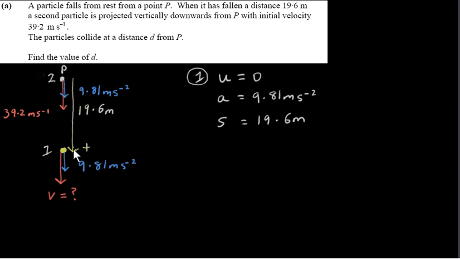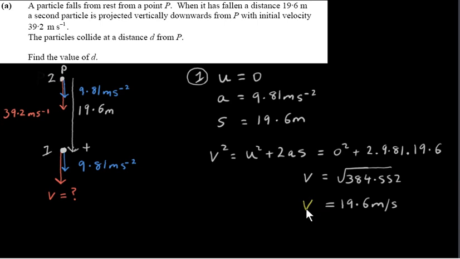Now I'm taking the downwards direction as positive here. Particle 1 was dropped from rest, dropped from this position here. So its initial speed is 0. Its acceleration is plus 9.81 because downwards is positive. The distance it has fallen is 19.6 meters. S is also positive. Interestingly, when we calculate v, we get 19.6 meters per second, the same as the distance of particle 1 from the position that it was dropped from.